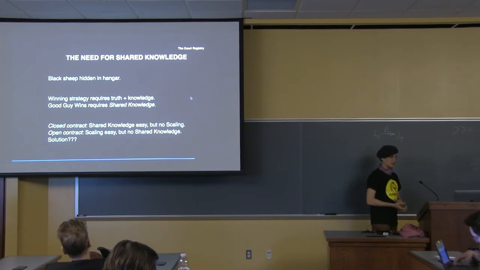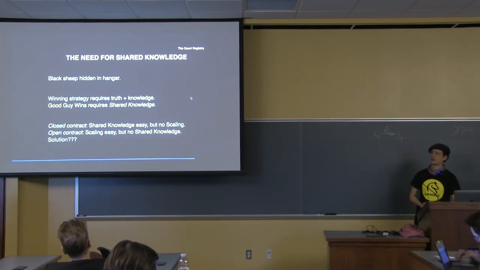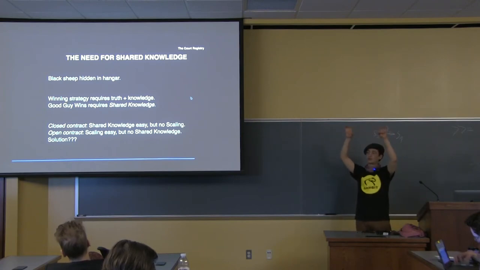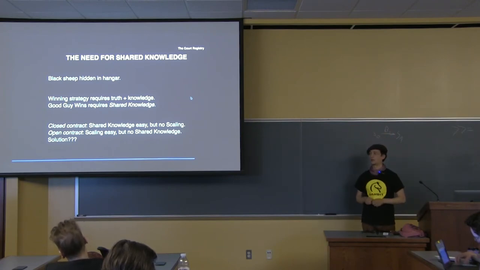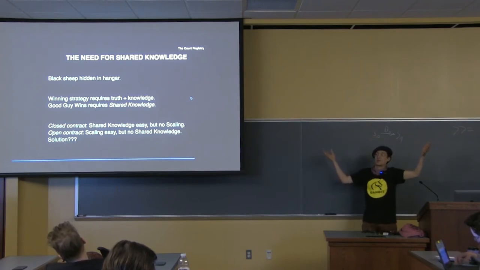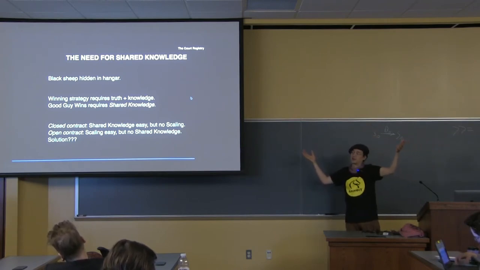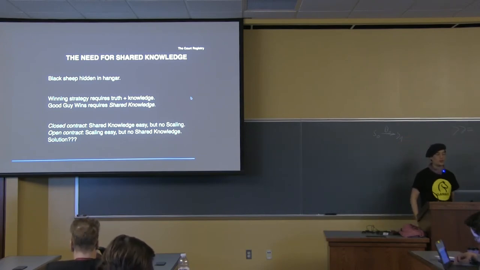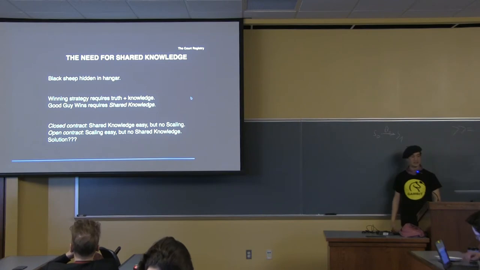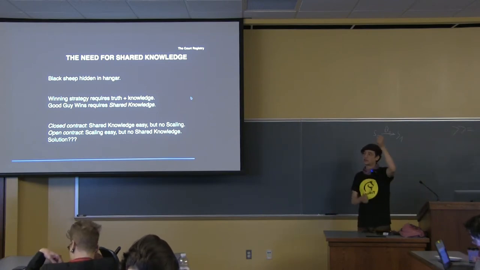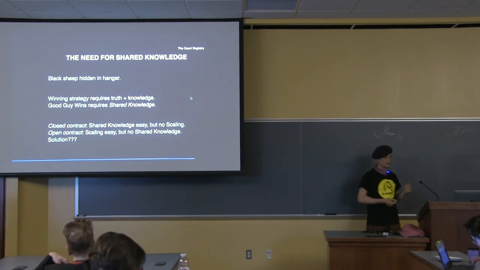In Plasma terminology, it's called a block withholding attack, where the manager publishes the hash of the new state of his block of the sidechain, but he doesn't publish the content of the hash. So everyone is asking, hey, what's happening? We can't prove that he's dishonest. It doesn't work. So for there to be a winning strategy for the good guys, there needs to be shared knowledge. Everyone must be able to see that sidechain. Otherwise, the bad guys can win.